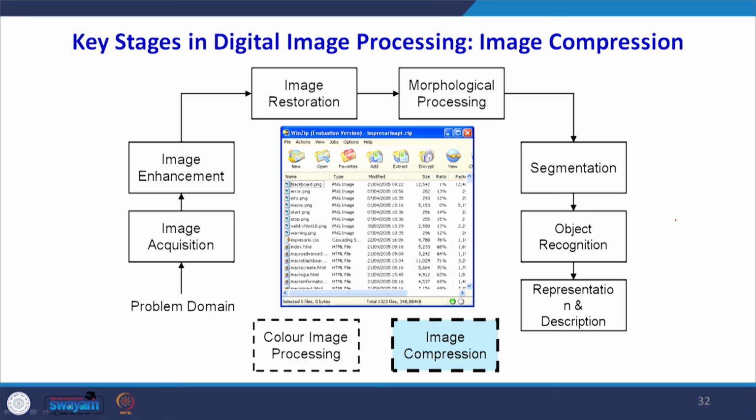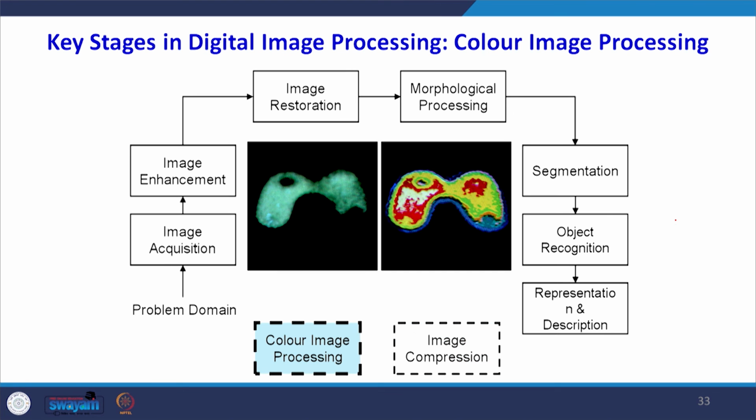Then there are some parts which may be optional, like image compression, because this is another area in digital image processing, particularly with the availability of big data, where you have to compress the data. Then color image processing: sometimes a black and white image cannot give us very good results. So we have to convert the images into some kind of color, maybe false color, maybe true color, and then try to identify.